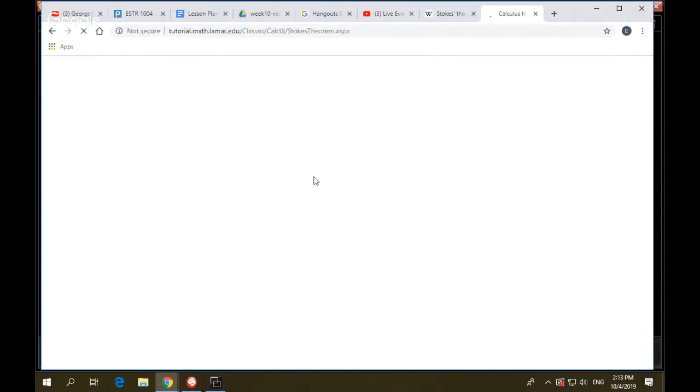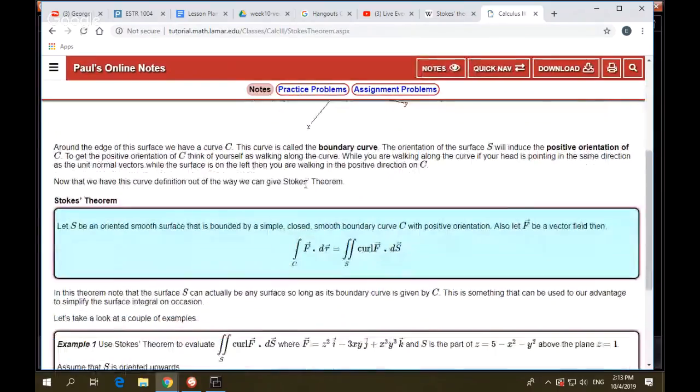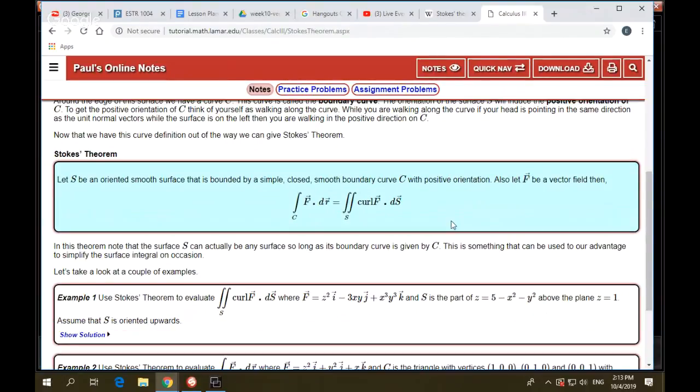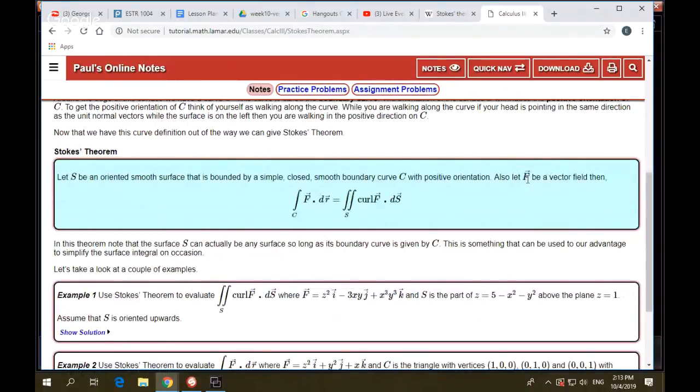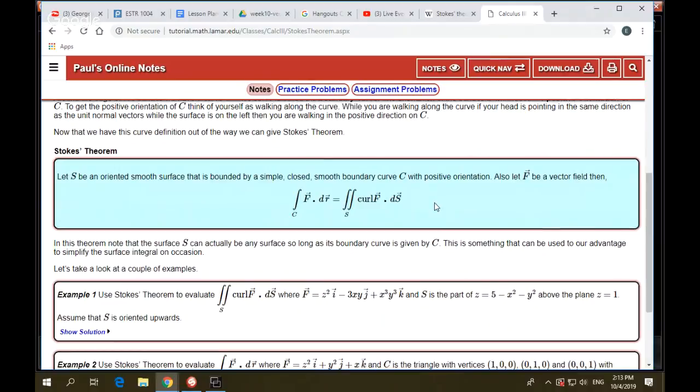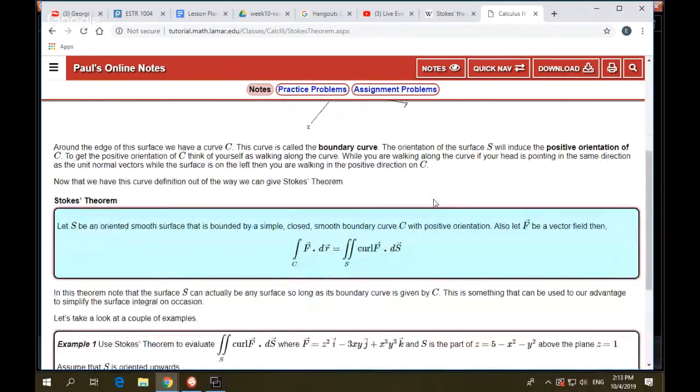Okay, so Stokes' theorem says, suppose you have an oriented smooth surface bounded by a simple closed smooth boundary curve with positive orientation, and you have a vector function f. Let f be a vector field. I think you need continuity of that vector function everywhere in the bounding region, right?